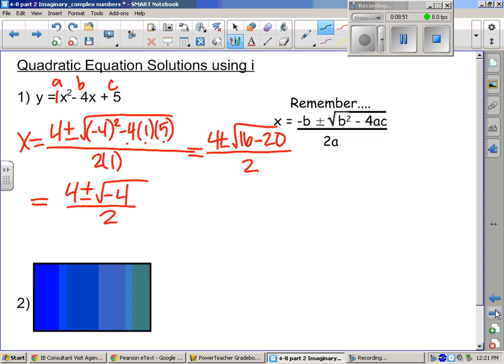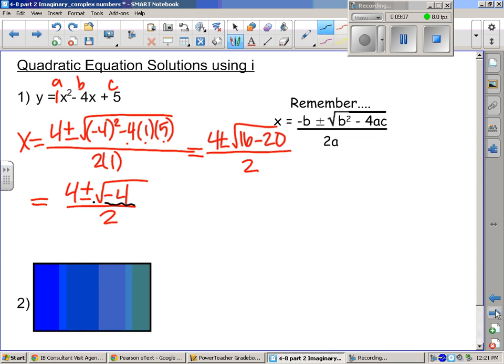Now, can we do heart surgery right here? No, that's a good question, but we cannot. And that is because you can't do heart surgery inside of the radical. It's only with the things out front. It's a square root of 4, which is different. Okay. So what we want to do is simplify that.